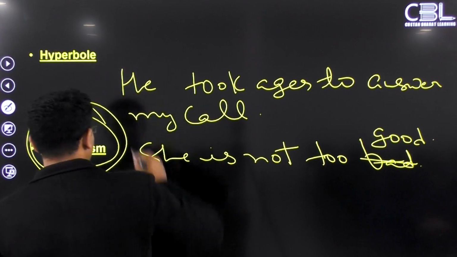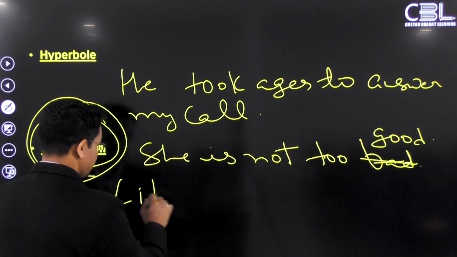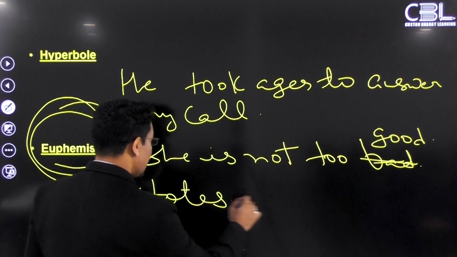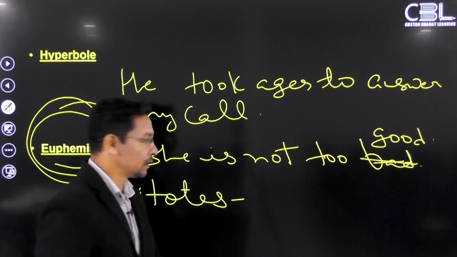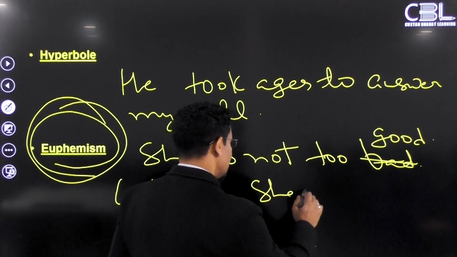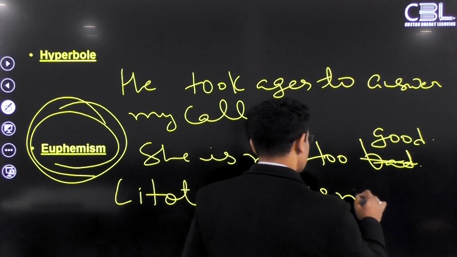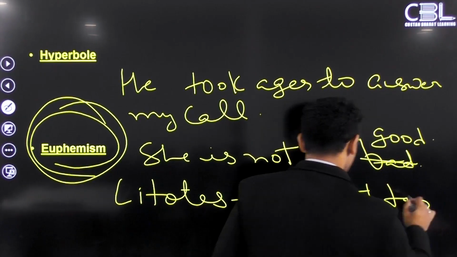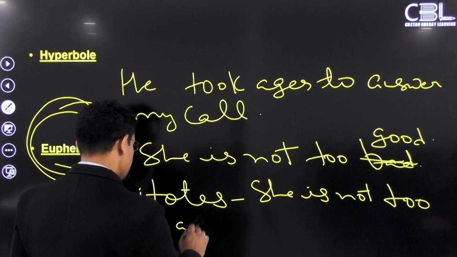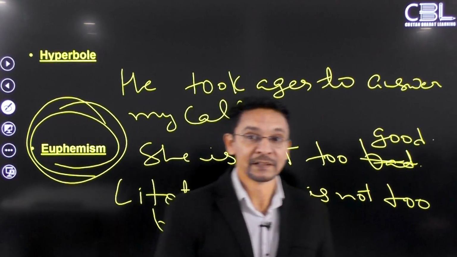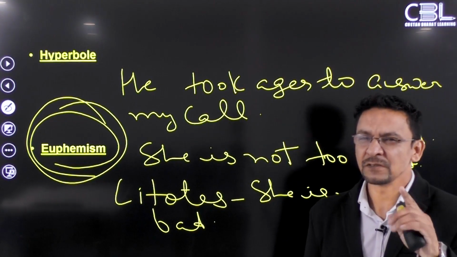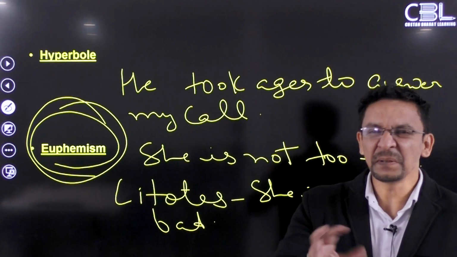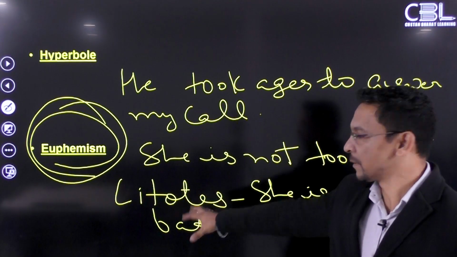Exactly opposite to hyperbole is litotes. Litotes are under expression. So she's not too bad. That becomes a litote. I am hesitating to say that she's good. I don't want to say that she's good. So I'm saying, itni buri bhi nahi hai. That is a litote. Right?